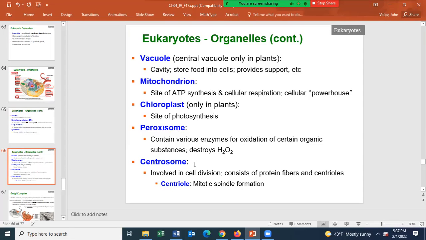The centrosome, you find it in animal cells. It's involved in cell division. And the centriole, which is part of the centrosome, actually puts down the mitotic spindle, if you remember what that is in mitosis. Any question about any of this?